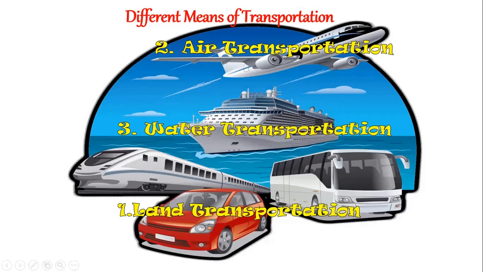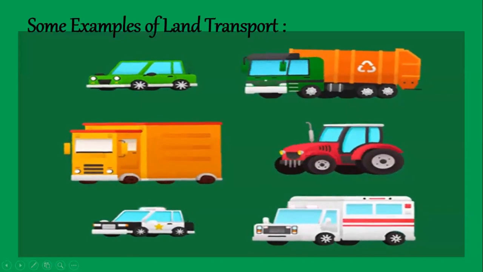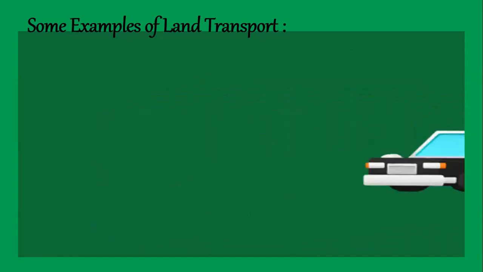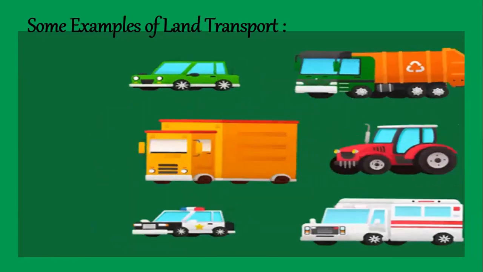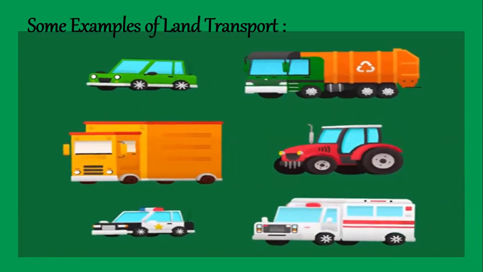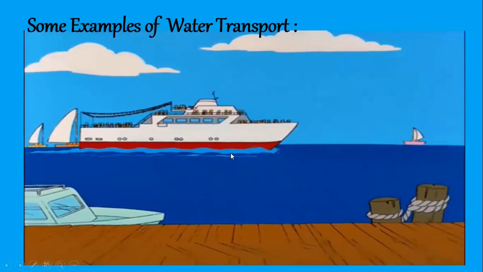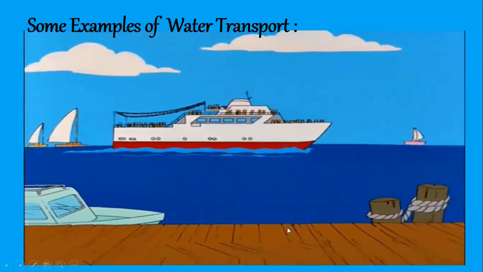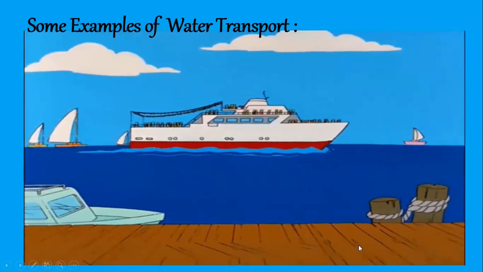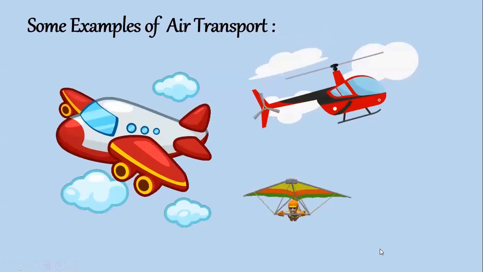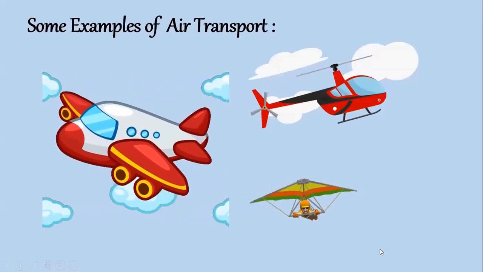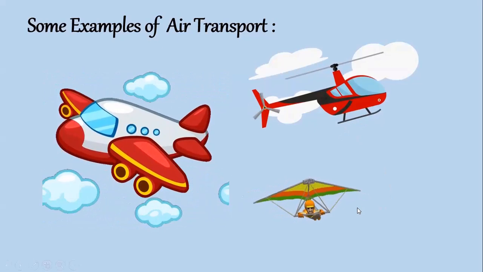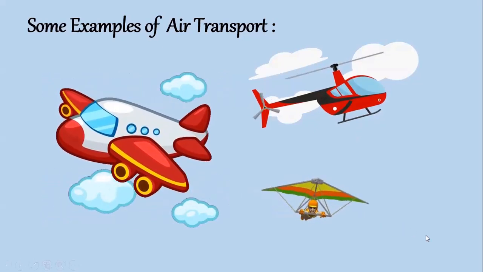Let's go through a few examples of land transportation. Trucks, cars, buses, trains are all some examples of land transport. Ships, boats, submarines, and speedboats are some examples of water transport. Now, some examples of air transport are aeroplane, helicopter, hang glider, etc.